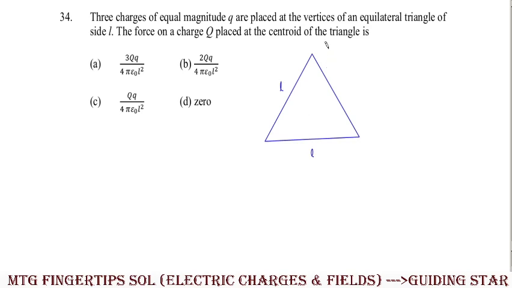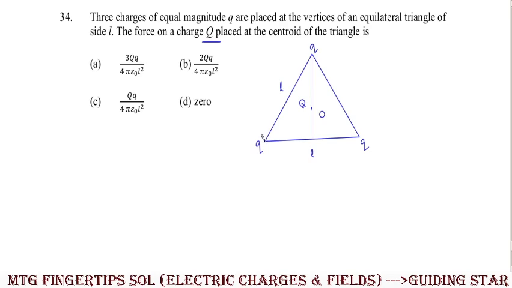Clear? So in this particular case the charges Q, Q and Q are placed at the vertices of the given triangle, and there is a charge capital Q which is placed at the centroid of the given triangle. Let the centroid be indicated by O. Clear? So if we draw a perpendicular from the vertices of the given triangle, it will pass through the centroid of the given triangle.